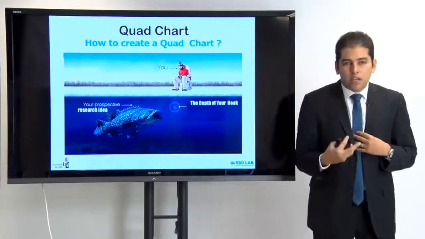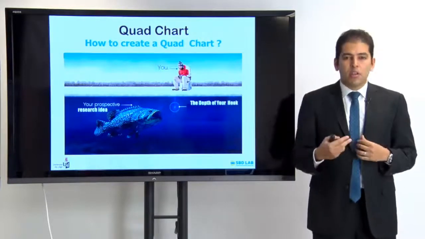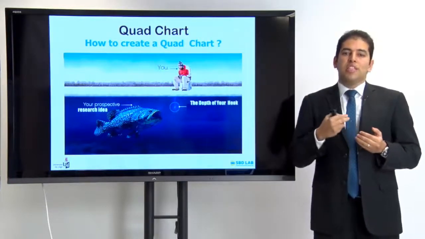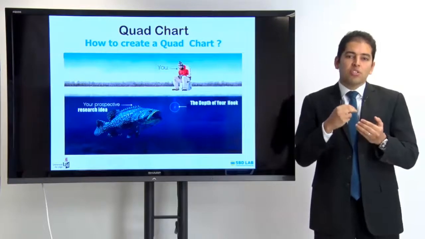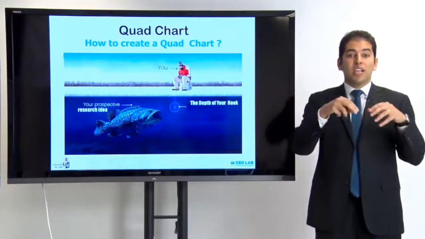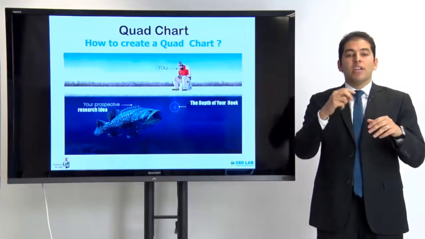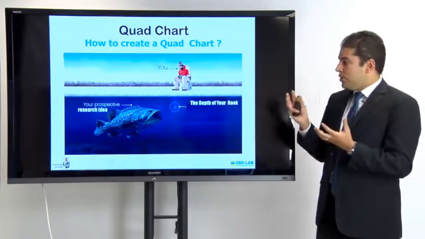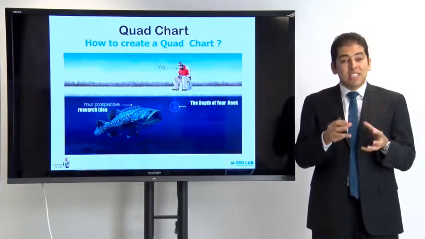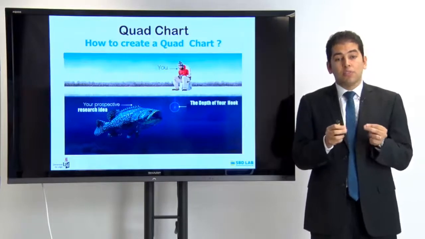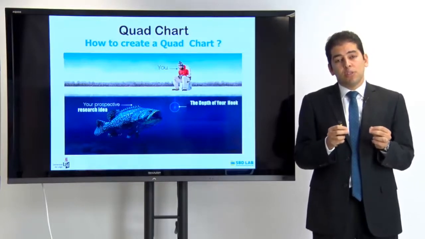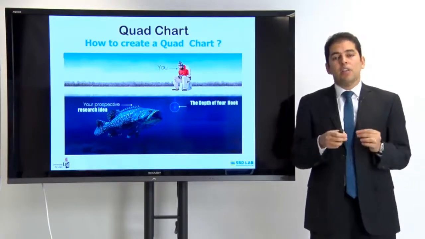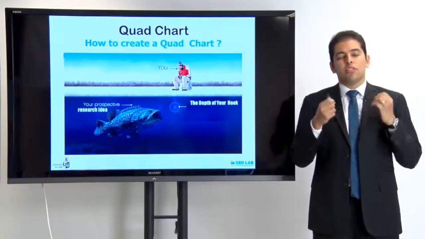But the more you invest time and work out your concept, develop your proposal, challenge your concept or challenge your idea of your research, the more you can go deeper. And the deeper you go, the bigger the catch will be, meaning that you can have serious findings that are relevant to your society and your scientific community. And in this sense, I really urge you to not do it so fast.